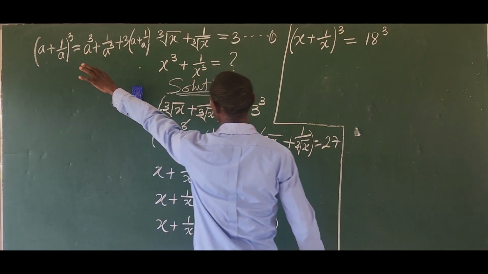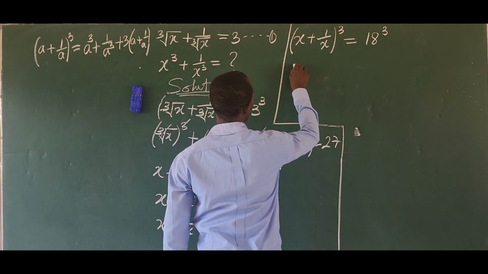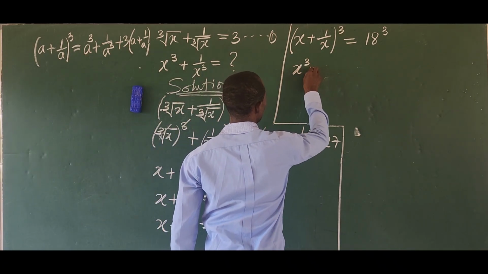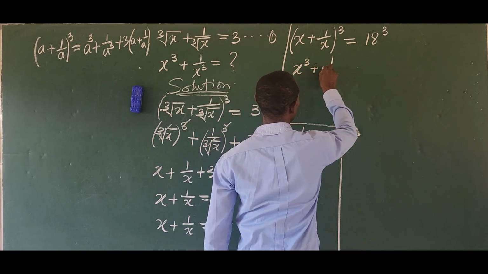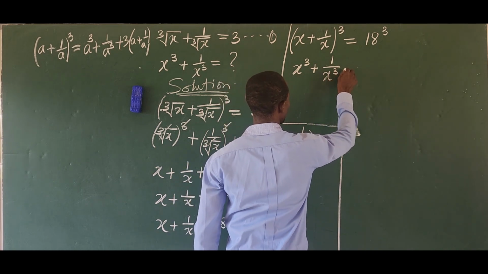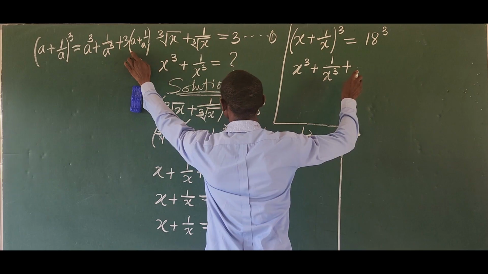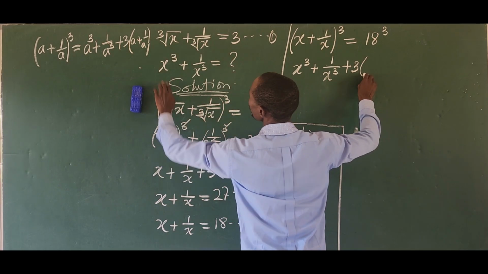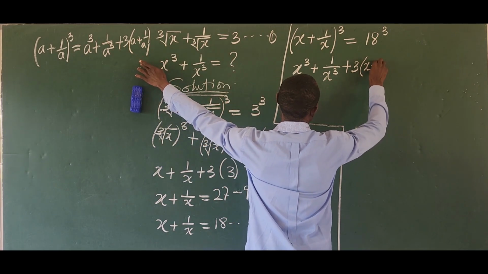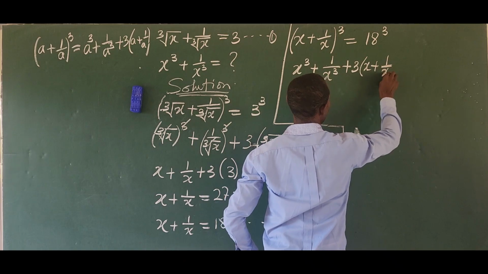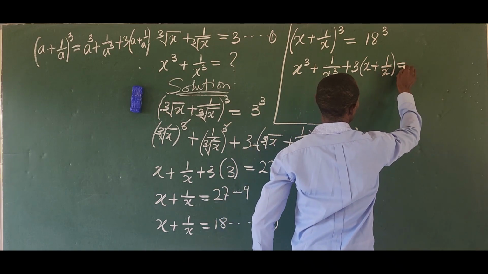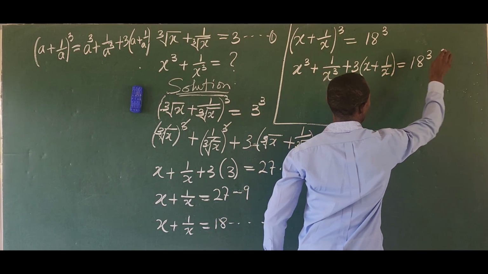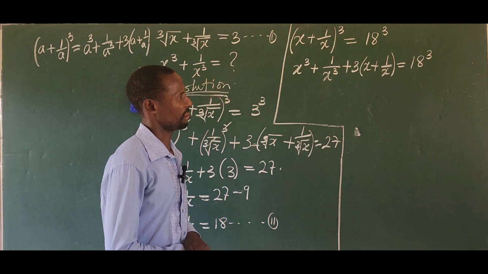If we apply this identity, this is going to give us x to the power of 3, plus 1 all over x to the power of 3, plus 3 into, here we have our x plus 1 all over x, close bracket, equal to, let's keep our 18 to the power of 3 here.